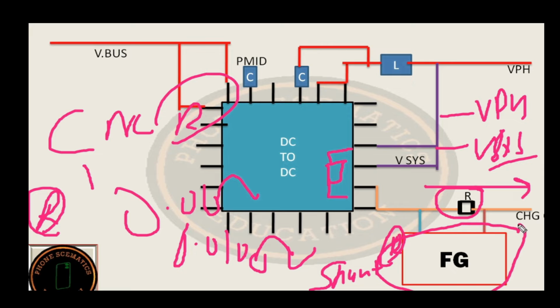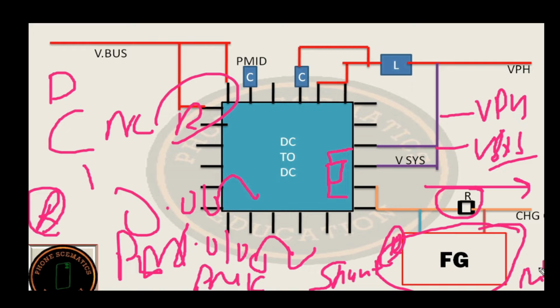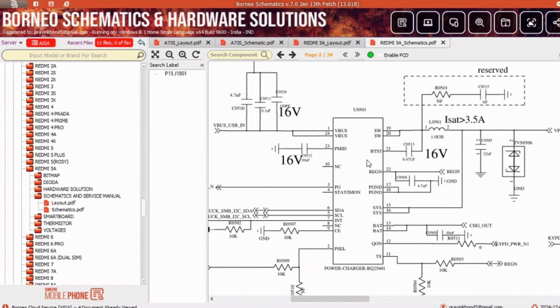Most of the time, the fuel gauge section is built into the power IC or PMIC. But in this model, this IC is installed separately. How this fuel gauge IC works, each and every ball, I will discuss in detail in this video. But before that, I will give you all the information, and tell you all the lines of this IC. Clear? Let me show you these lines in schematics.